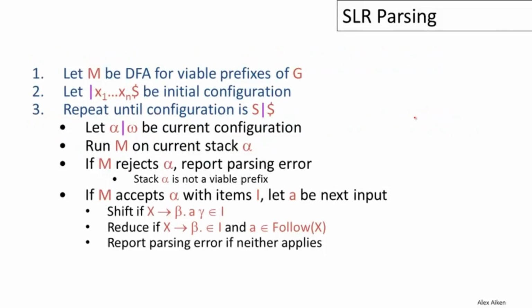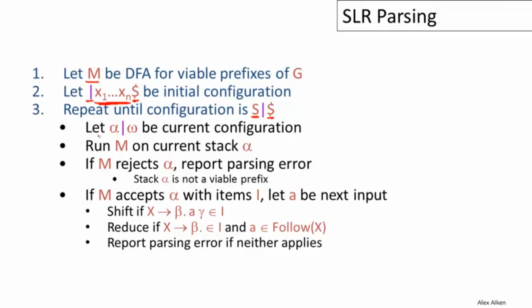So now we're ready to give the algorithm for SLR parsing. M is our parsing automaton that recognizes viable prefixes. The initial configuration is going to be with the vertical bar all the way to the left, so the stack is empty. This is our full input, and we append $ to indicate the end of the input. And now we're going to repeat until the configuration has just the start symbol on the stack and $ in the input, meaning all the input is gone, and we reduce the entire input to the start symbol.